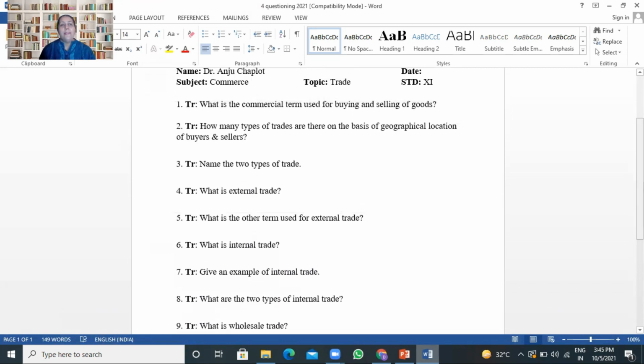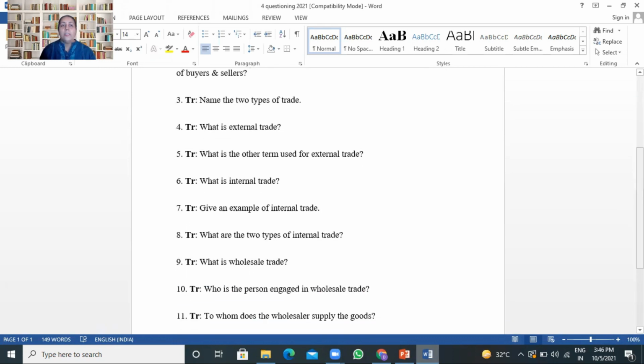Now, if we see each question, the very first question raised by the teacher was a simple question, that is, what is the commercial term used for buying and selling of goods? So the student is going to answer, it is called trade. Now the teacher is going to ask how many types of trades are there on the basis of geographical location of buyers and sellers. Since it is asking how many types, the student will say that there are two types. Now after the student says there are two types, the teacher is going to ask, name the two types of trade. Now the student is going to answer, that is external trade and internal trade.